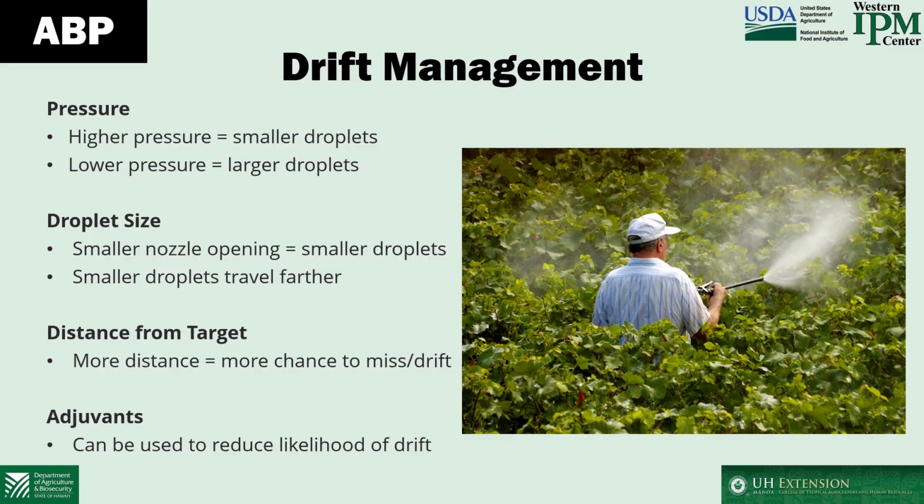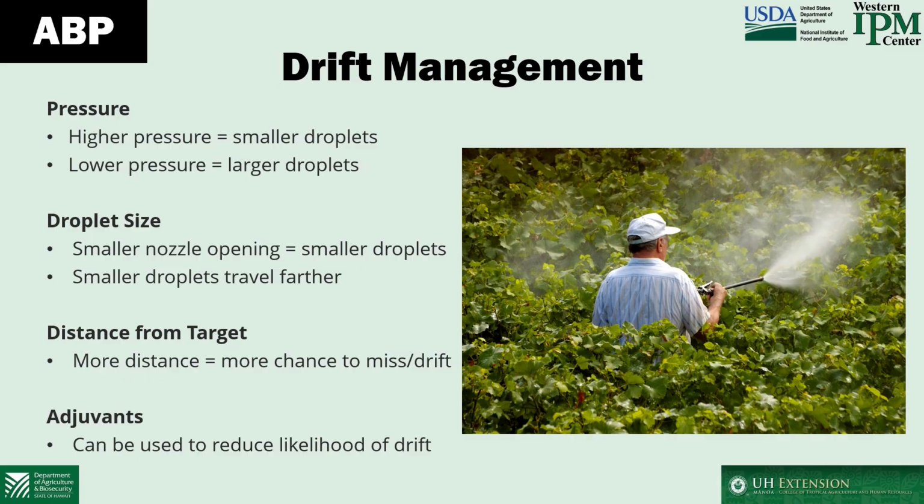And so your distance from the target, your droplet size, and your pressure, they all impact the coarseness or the fineness of your spray. So a very fine mist, something with a small opening sprayed with a high pressure, is going to drift very far compared to something that is a coarser spray, something with a larger nozzle opening, something sprayed at lower pressure. You're going to have larger droplets. They're going to fall out of the air faster, so they're not going to drift as far. And it's going to be more predictable what that drift is going to be.